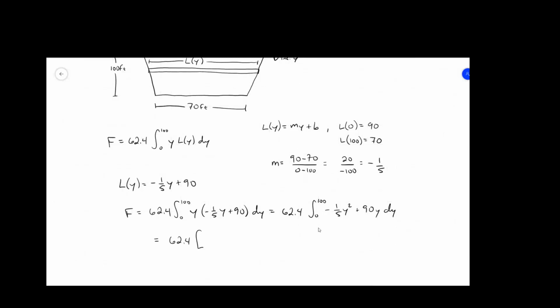Okay, so antiderivative, we're going to have to raise that to the third power, so we'll divide by 3. We're going to get 1/15 y to the third. We're going to have to raise that y to the second power, so we have to divide by 2. That gives us 45 y squared, and plug in 0, plug in 100.